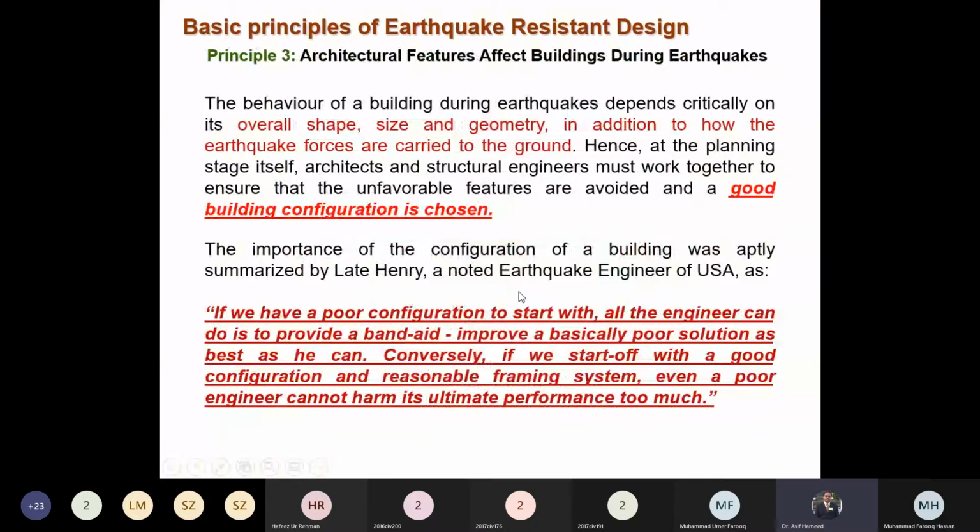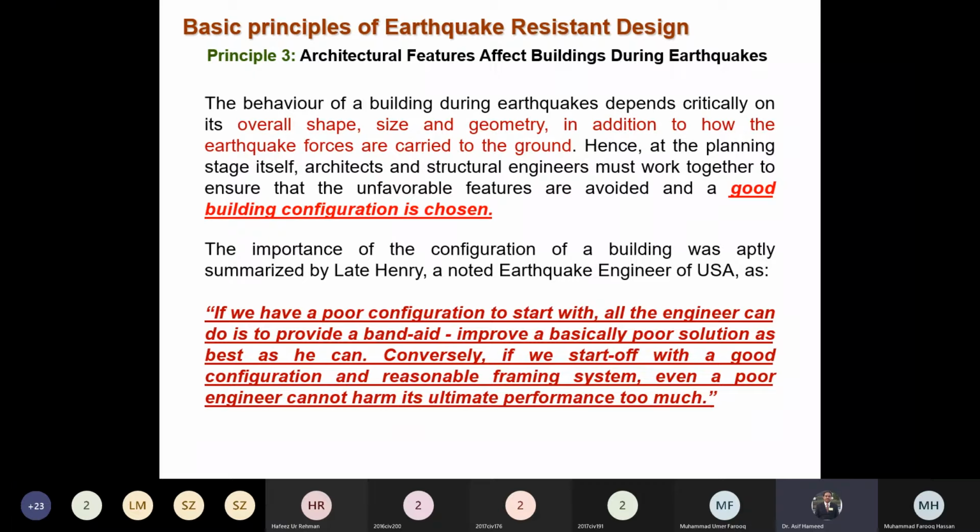Okay, the configuration of the building is very important to resist the earthquake loading. And look at the statement given by the late Henry. If we have a poor configuration to start with, all the engineer can do is to provide the bandage. If the configuration is poor, even the experienced engineer cannot improve its performance. He can only provide the bandage, or in other words, he will give the solution which will be costly.